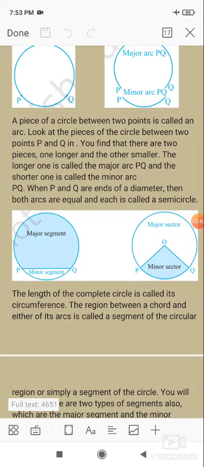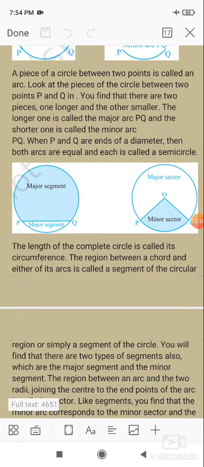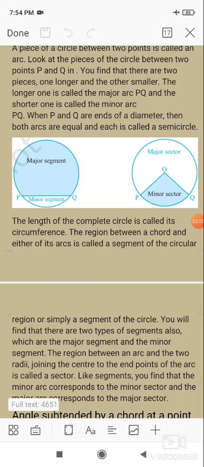Now the last point is what? The length of a complete circle is called its circumference. We know its equation also. The region between a chord and either of its arcs is called a segment of the circular region, or simply a segment of the circle.